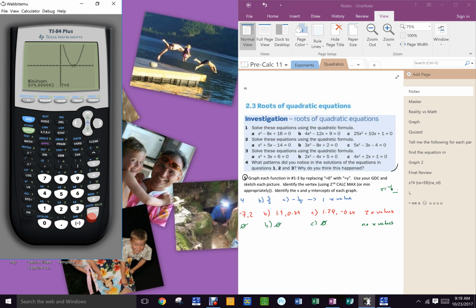Okay, now I want you guys to try that for B. Go ahead and plug in B. So push y equals, clear off your first equation, and enter B, and try to make it work. 4x squared minus 12x plus 9. And try to make that work. Then we're going to go on and look at the other two cases.